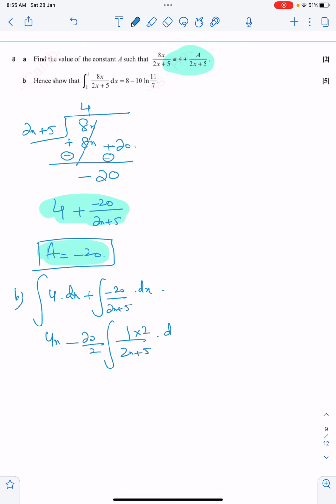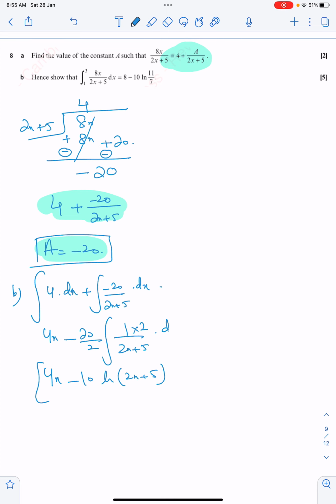Okay, so the result of integration of this is going to be, next step, 4x minus 10 ln(2x + 5). Now I have to apply the boundaries of 3 and 1 on the whole thing. 4 into 3 is 12 minus 10 ln(2 into 3 is 6, plus 5 is 11). This is the first bracket. Minus 4 into 1 is 4 minus 10 ln(2 plus 5 is 7).